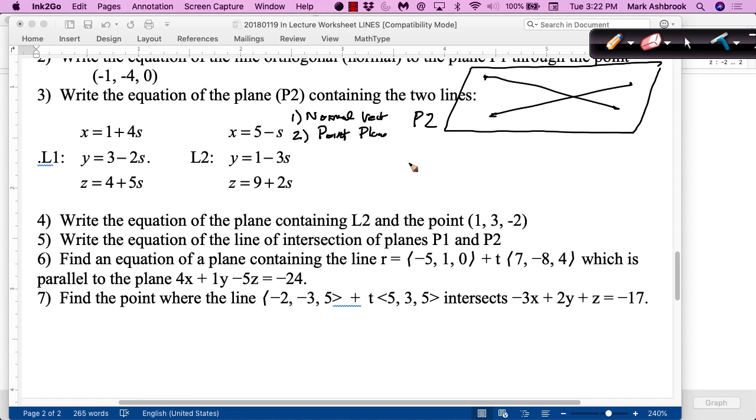Are any of those immediately apparent? Easy? How do we have a point on this plane? Yep, so here's one possible point: any point on this line, any point on this line. How could we get other points? Plug in other S values here, but you don't even have to do that. You've already got 1, 3, 4 or 5, 1, 9. Take your pick. So we'll do 5, 1, 9. Doesn't matter. So we're halfway there.